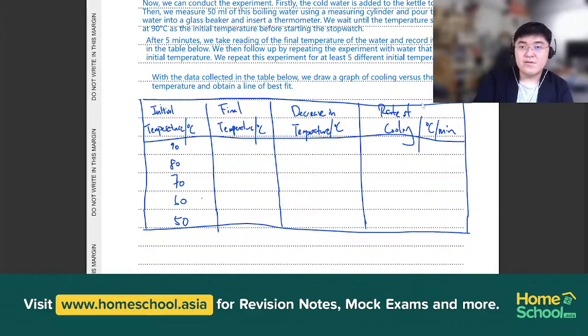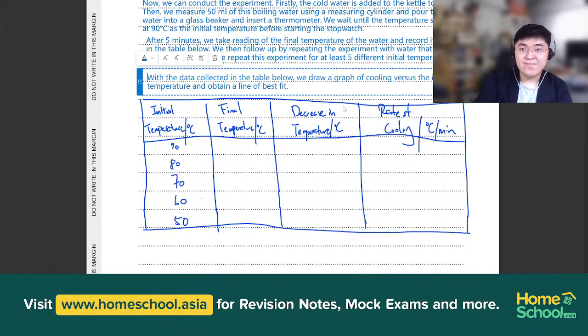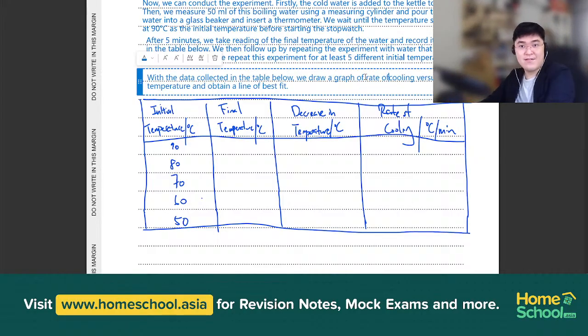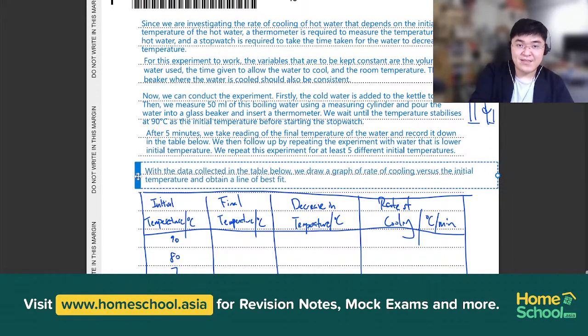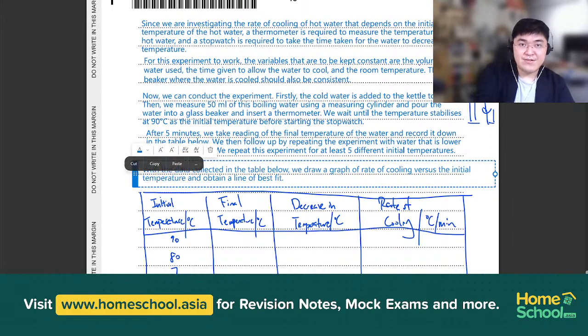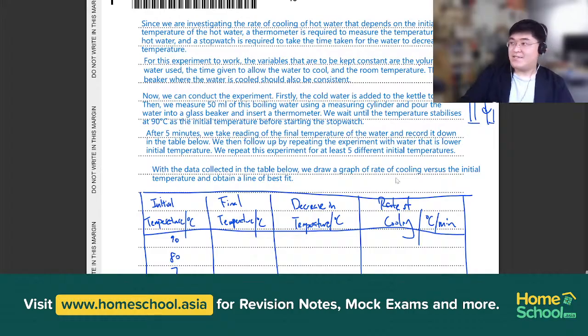Let me just redo this a little bit. So we should draw a graph of rate of cooling versus the initial temperature to obtain the line of best fit. And there we go. Just like that.